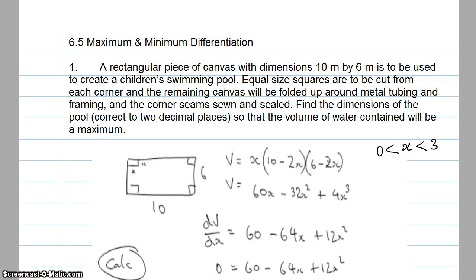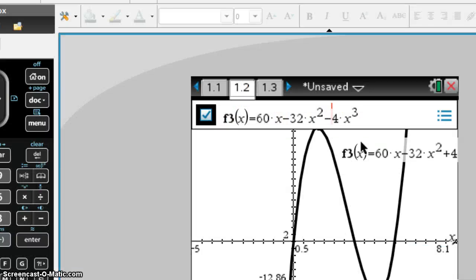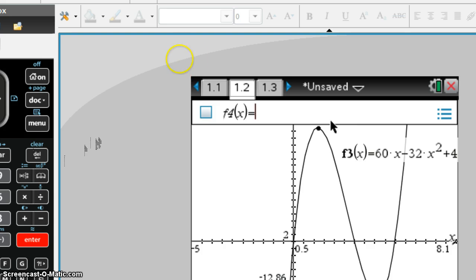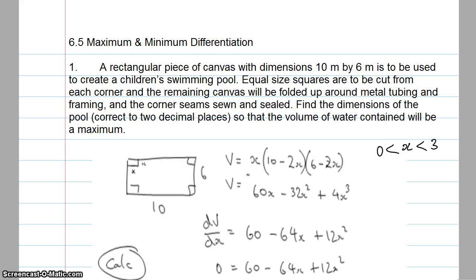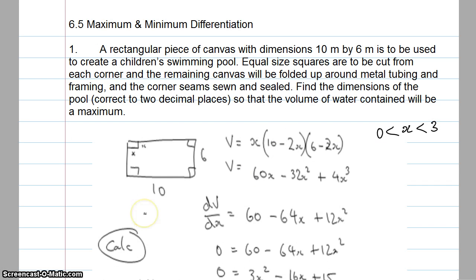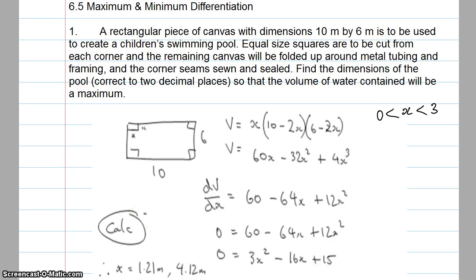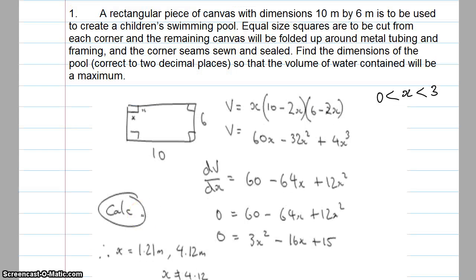Okay, so now I can go back to my calculator, and I think I made a mistake before. I think this one should be a plus, not a minus. So I end up getting this graph just here. Okay, and now I can find out my maximum value along here. I'm going to do it using calculus first, and then I'll go back and actually find out the maximum from this graph just here. So I expand it, I get the derivative, I make the derivative equal to 0, and as you can see, I get 3x squared minus 16x plus 15.